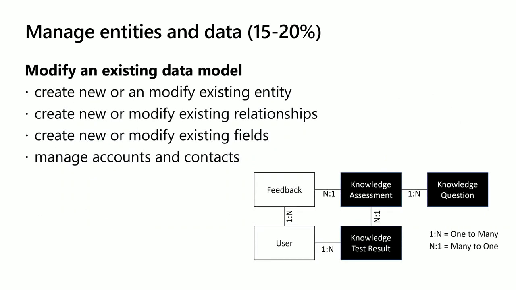So, modifying the existing data model. This is about creating entities. This is the main bit of the job: creating entities, creating relationships, creating new fields, modifying fields. Creating our data model. For this, you'll need to understand the different entity types, the different types of relationship: one-to-many, many-to-one, many-to-many connections, and understand what's there, and the different field types.